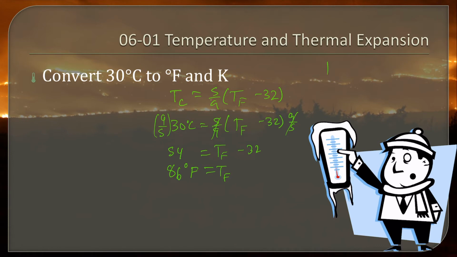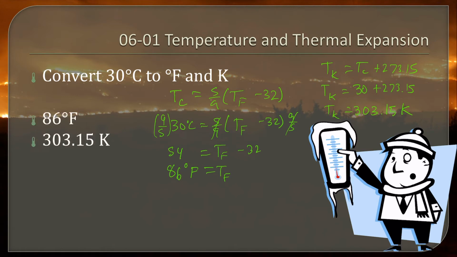To find the Kelvin, temperature in Kelvin is your temperature in Celsius plus 273.15. So our temperature in Kelvin is 30 plus 273.15. So that appears to be 303.15 Kelvin. In physics, we will use degrees Celsius and Kelvin. Probably never use degrees Fahrenheit in physics because it doesn't fit well with the other units.